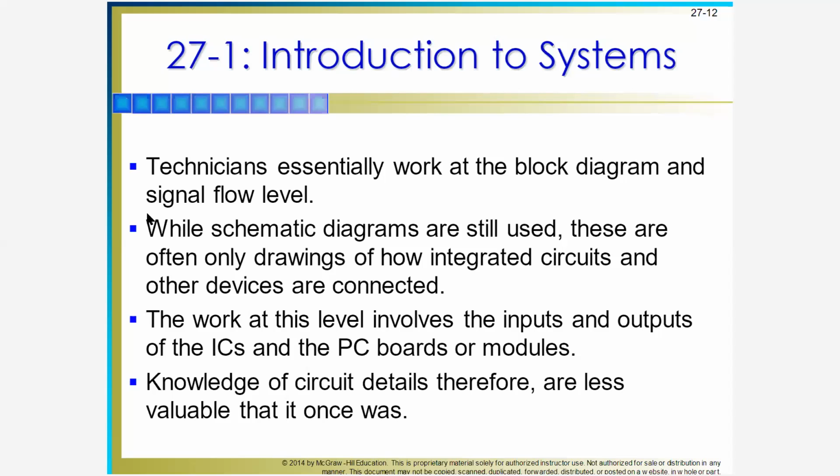Knowledge of circuit details, therefore, is less valuable than it once was. Okay. It means as a technician or an engineer, you should be familiar with reading a schematic diagram. Okay. A schematic diagram is a drawing of ICs or other devices or all the components in the circuits. Okay.